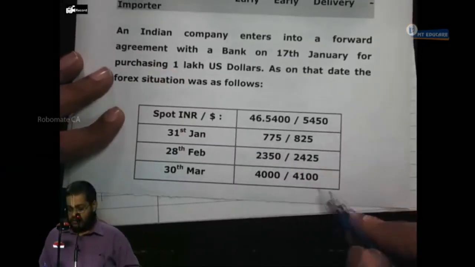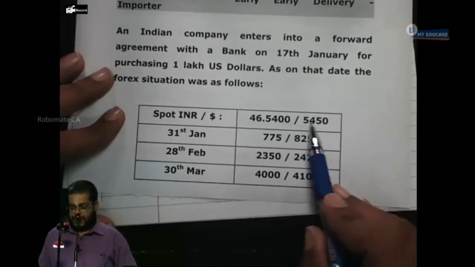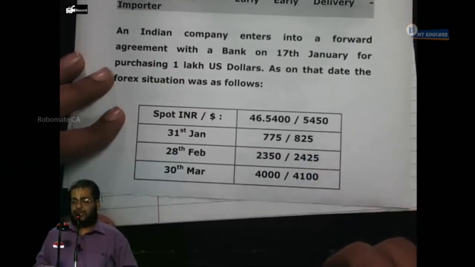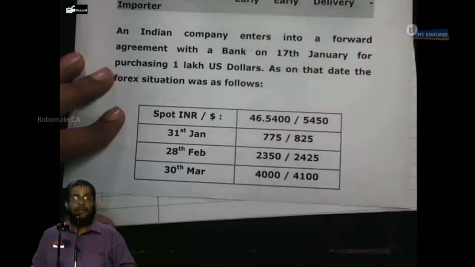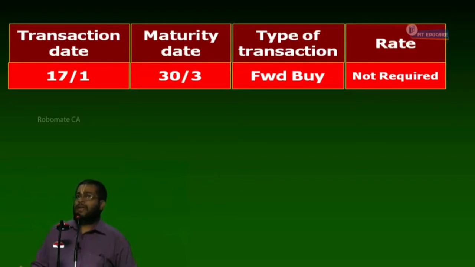46.5450 plus what? 0.4100. 46.5450 plus 0.4100. What is the number? What number are you going to get here? It is going to be 46.9550. Okay, now, I'll tell you why it is not required later.